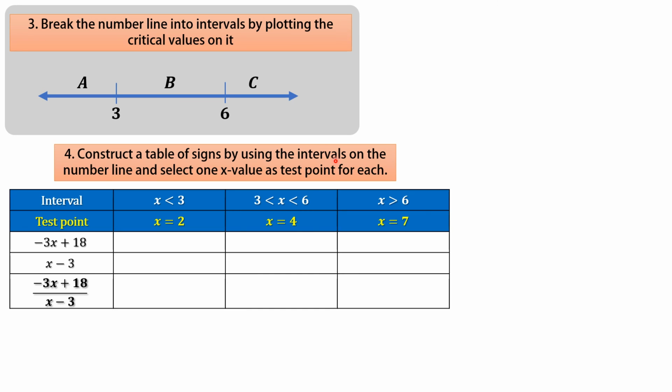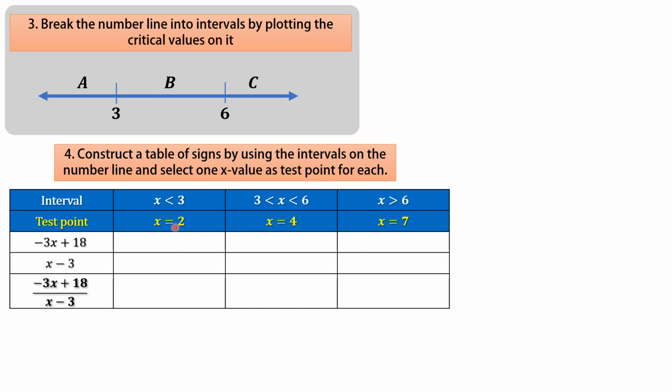Okay, so what is the next thing we need to do? We have to substitute the value of x on each expression here on the left side. So we separately write the numerator, the denominator, and of course the whole expression. As you can see, I use the expression which has 0 on the right side: negative 3x plus 18 all over x minus 3. This is the standard. Always remember we should use the rational inequality which has 0 on the right side, or the inequality in its general form.